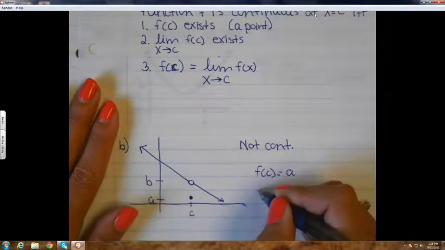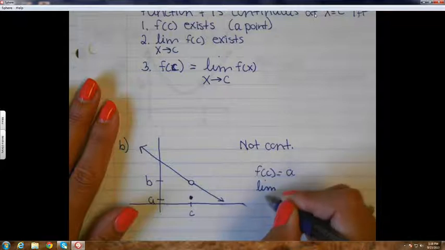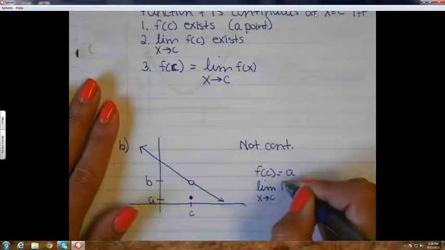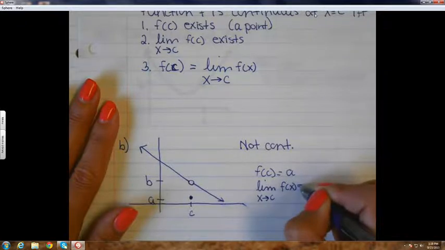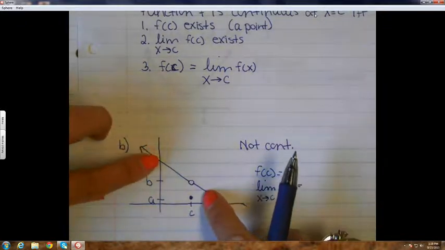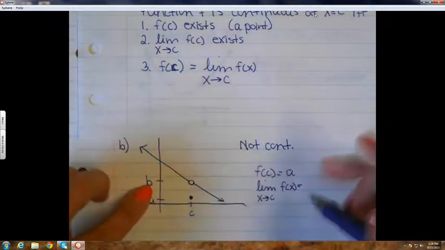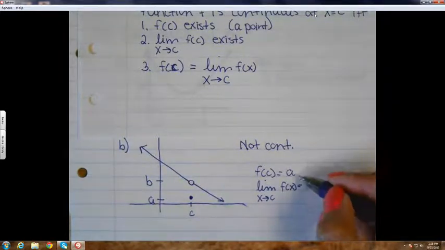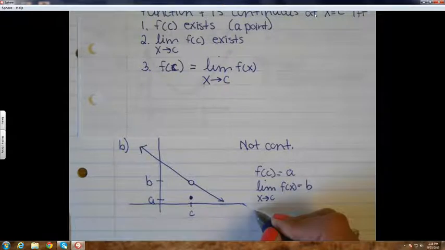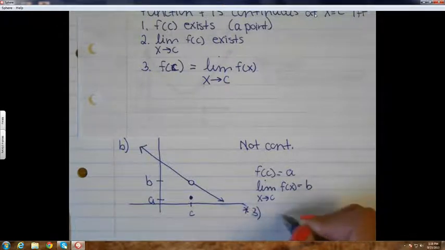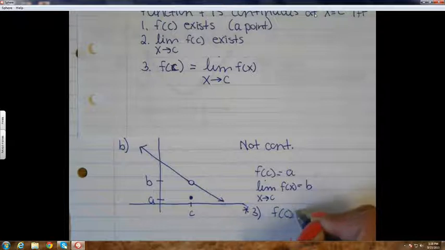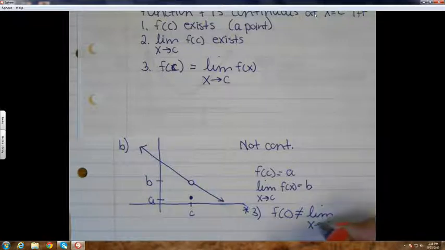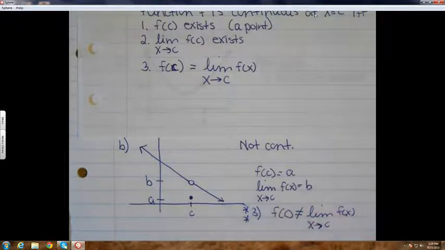Does the limit exist? Does the limit as x approaches c of my function exist? Where are my fingers coming together as I approach c? Oh, they're coming together at b. So I'm 2 for 2. The third part of the definition says that these two things have to be the same. They are not. So it's the third part of the definition that falls apart for us. The f of c does not equal the limit as I approach c. Or I should say as the function approaches c. So right there is why it's not continuous.